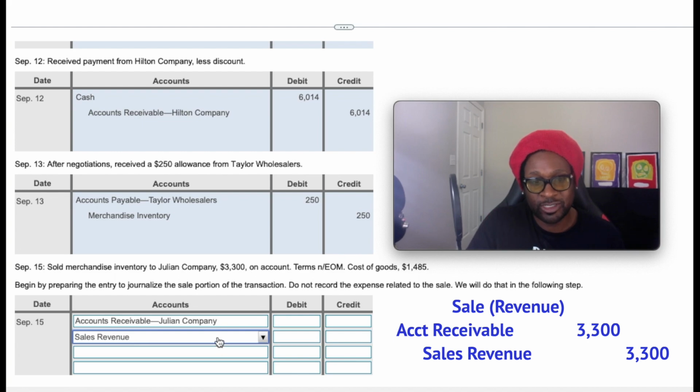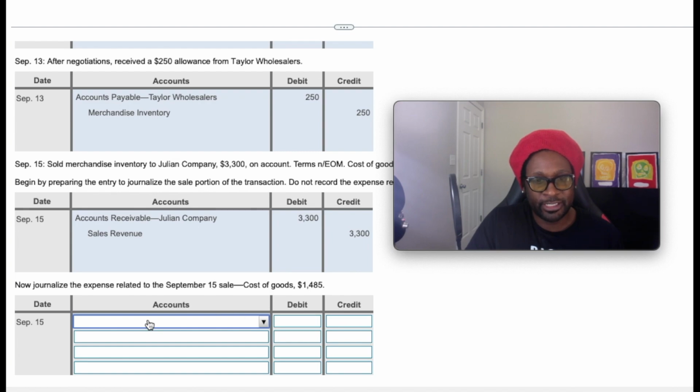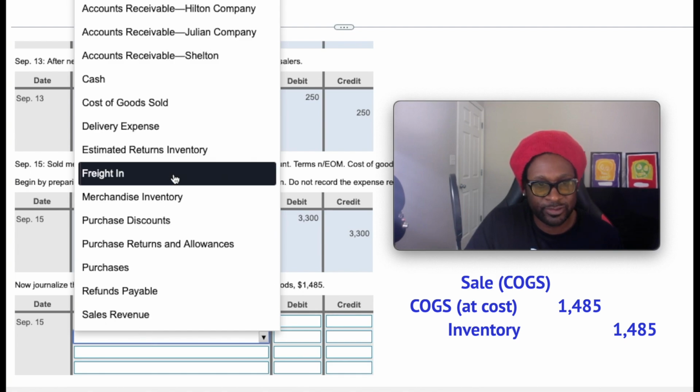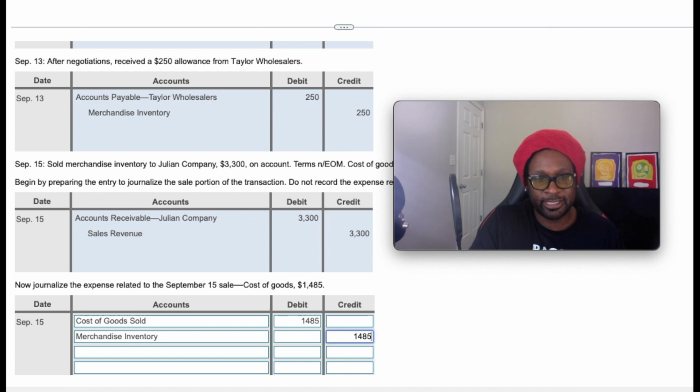Which means that we're going to simply put in the 3,300, gang. We're going to check the answer. Good job. Let's not forget that we have to account for inventory, so we're going to debit cost of goods sold and credit merchandise inventory for the cost of $14.85. We're going to check the answer.